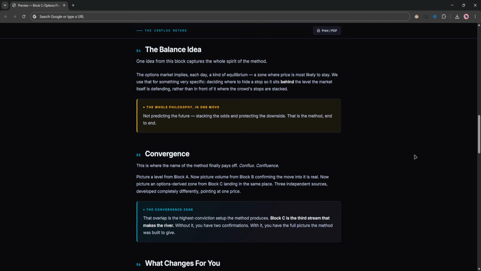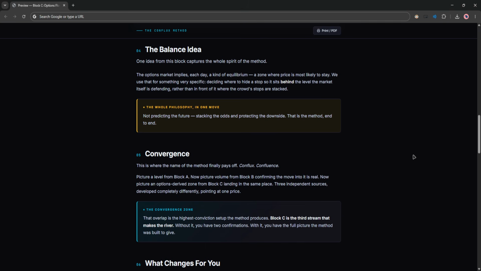There is one idea from this block I will name because it captures the whole spirit of the method. The options market implies, each day, a kind of equilibrium, a zone where price is most likely to stay. We use that to do something very specific, to decide where to hide a stop so it sits behind the level the market itself is defending, rather than in front of it, where the crowd's stops are stacked. That is the whole philosophy of the course in one move. Not predicting the future, but stacking the odds and protecting the downside.